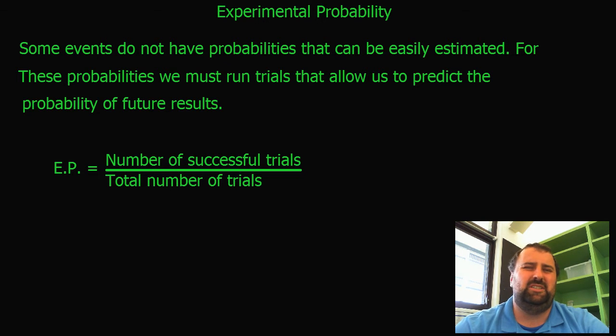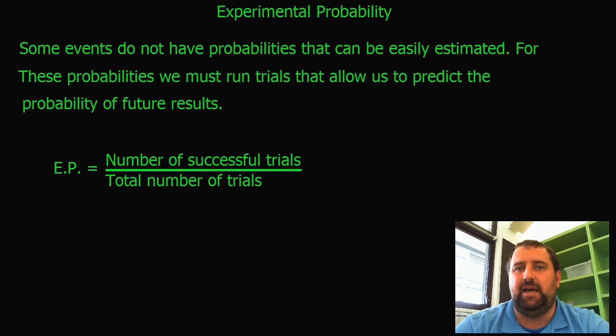Hi guys, so today we're talking about situations where the probability isn't really easy to determine. Like if I flip a coin, it's really easy to figure out that there's a 50-50 chance that it's going to land on heads or tails. But let's think about a soccer match.